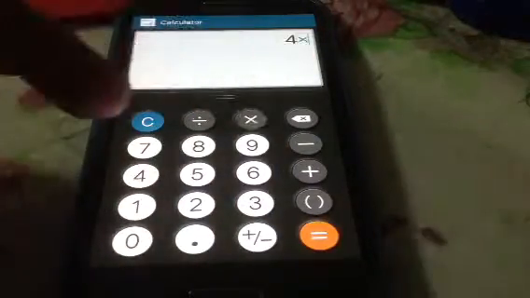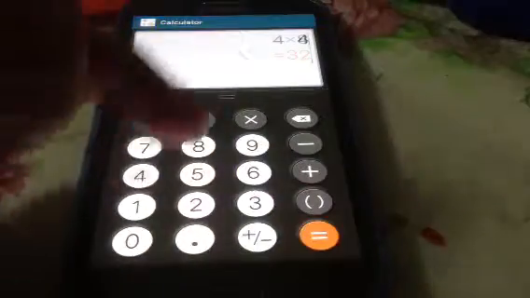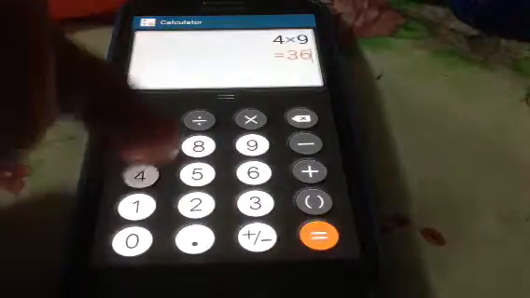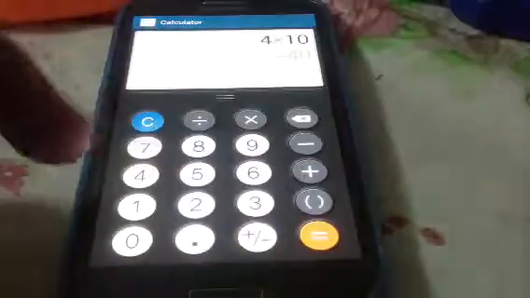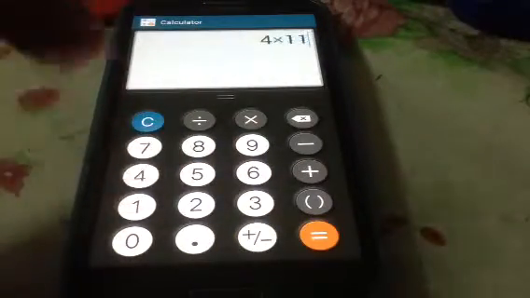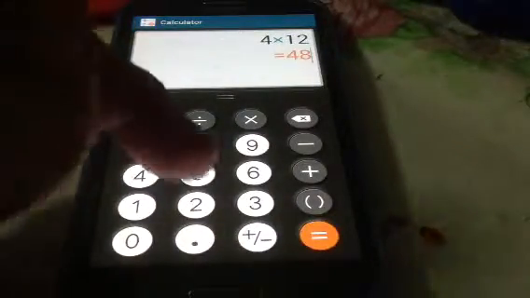4 multiplied by 8 is 32. 4 multiplied by 9 is 36. 4 multiplied by 10 is 40. 4 multiplied by 11 is 44. 4 multiplied by 12 is 48. Let's go to 5. 5 times 1 is 5.